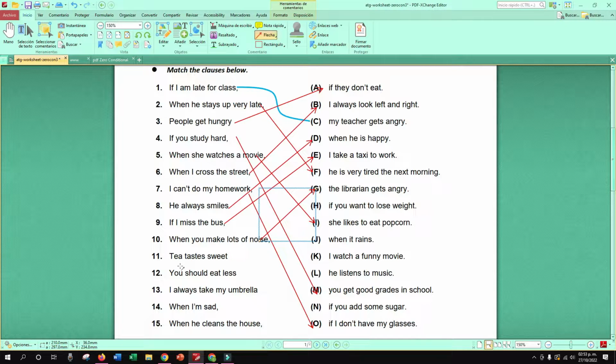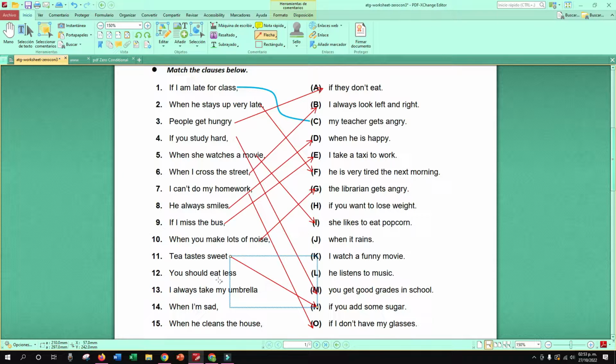Excellent. So, 11. Tea tastes sweet. So, which could be that one? Tea tastes sweet. Letter M. And if you add some sugar, perfect, right? So, tea tastes sweet if you add some sugar. Very good.